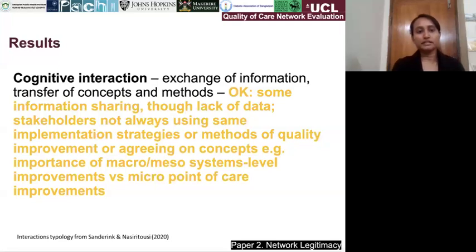In contrast, cognitive interaction, that is exchange of information and transfer of concepts and methods, was more mixed. We observed there was some information sharing, though often a lack of data. Different stakeholders were not always using the same methods of quality improvement or agreeing on concepts. For example, the relative importance of system-level improvements versus micro point of care improvements. Next slide, please.